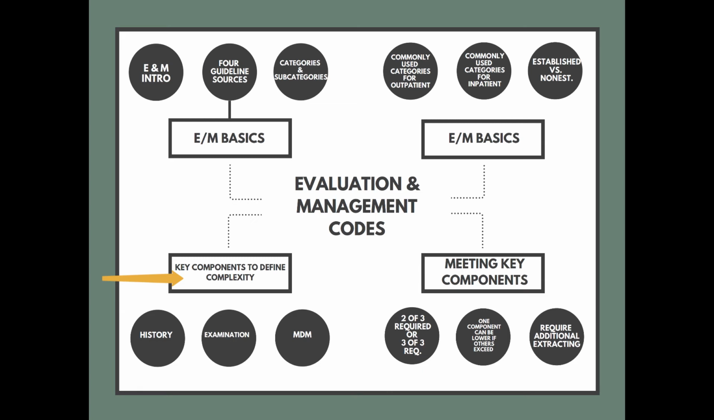Okay, so the first key component is history, and that refers to the discussion between the patient and the physician regarding several areas that could provide information regarding the patient's medical situation. Elements of the history are the chief complaint, a history of present illness, a review of systems, and the patient's past, family, and social history.